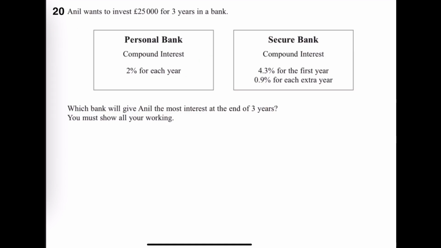2.76. Question 20. Anil wants to invest £25,000 for 3 years in a bank. Which bank will give Anil the most interest at the end of the 3 years? And you must show all your working out. Most interest basically just means the most money that he can get at the end of the time. So we have the personal bank and we have the secure bank. We're going to do this one each time. So we'll start with the personal bank over here.